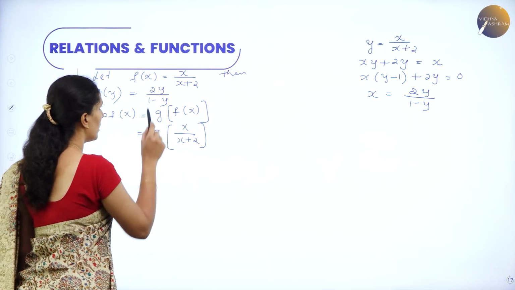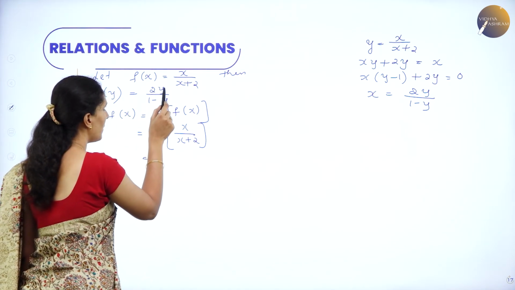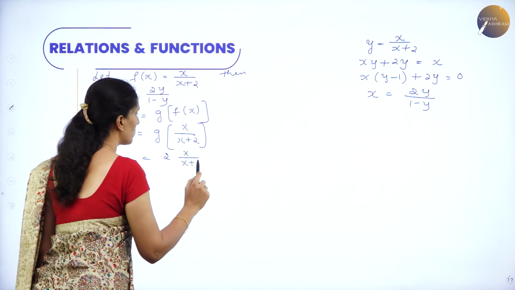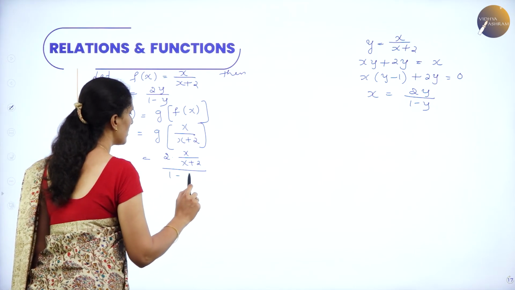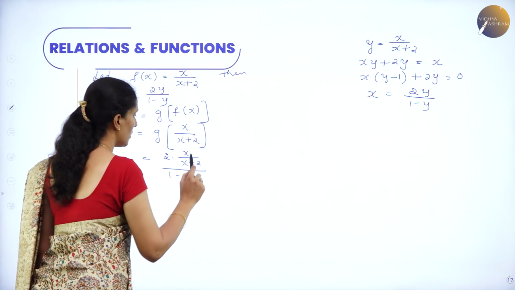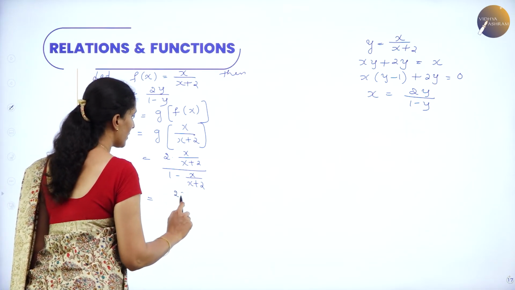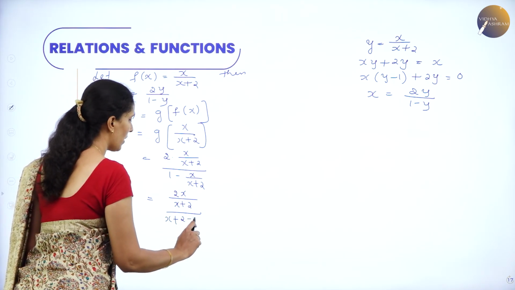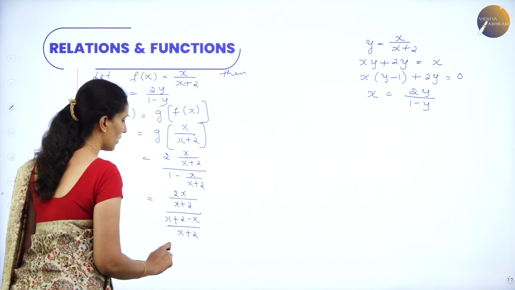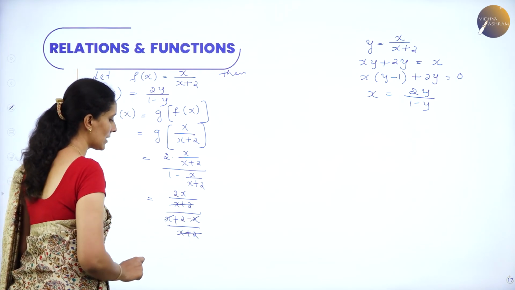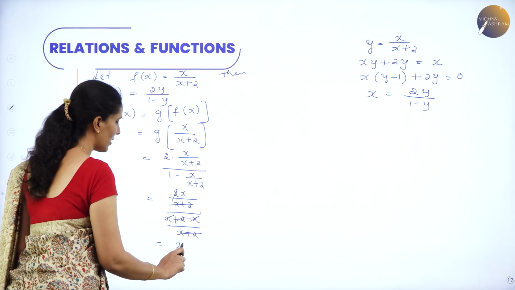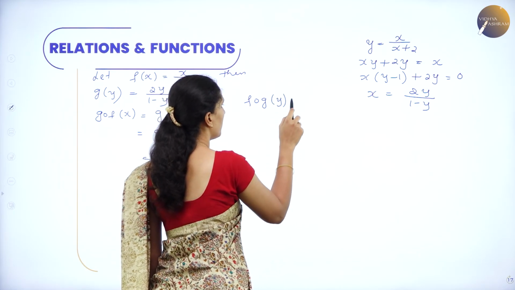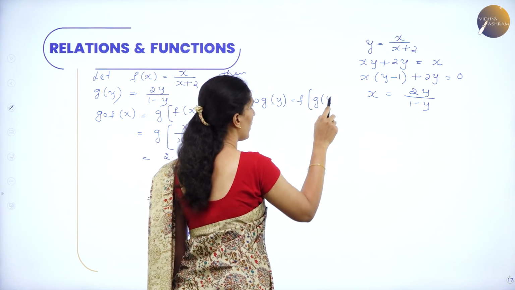Now here it becomes in the form of g of y, just replace y by x divided by x plus 2. So 2 into x divided by x plus 2, divided by 1 minus x divided by x plus 2. So this is 2x divided by x plus 2, and here we get x plus 2 minus x divided by x plus 2. x plus 2 cancels, plus x minus x cancel, 2 and 2 get cancelled, so the answer is x. Next we will verify f naught g of y, which is nothing but f of g of y.